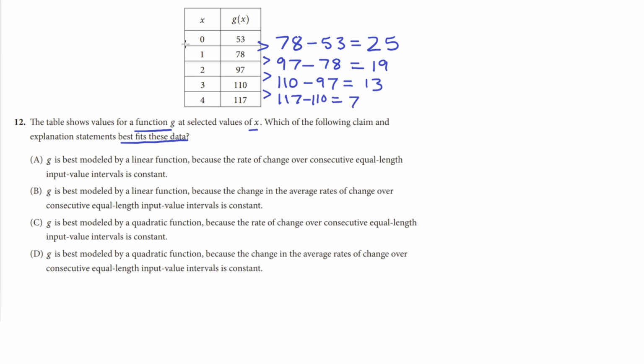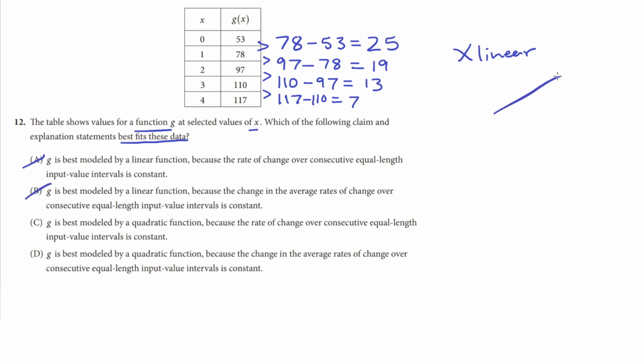So what we see is that although x is changing by the same amount every time, the change in g is not constant, meaning the change from one g of x value to the next is not the same every time. This means this cannot be linear. So we can rule out any of the answer choices that say this is linear.